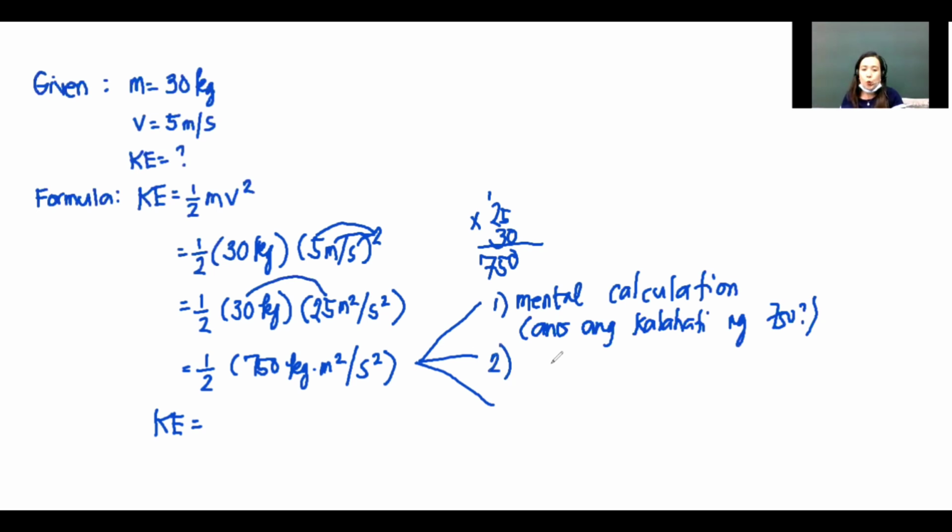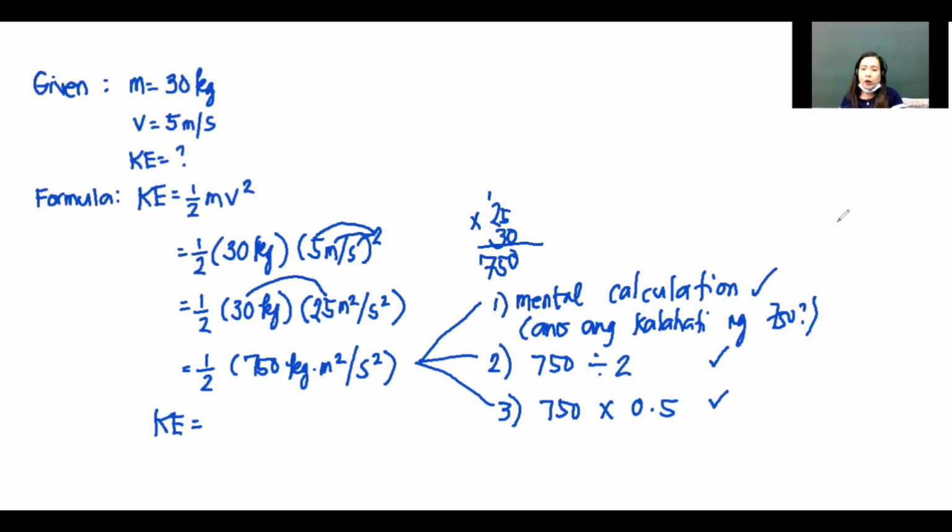The second way, you can divide 750 by 2. The third way, you can multiply 750 times 0.5. So it's up to you what method you are going to apply.